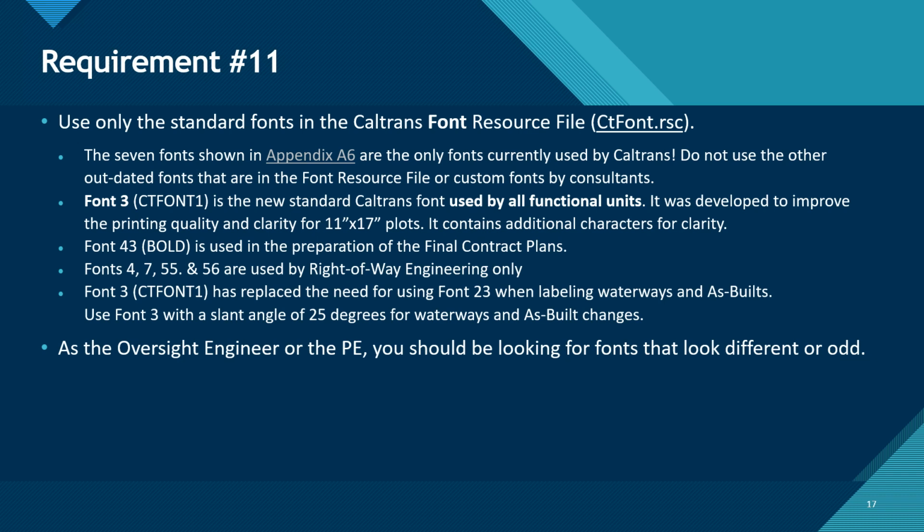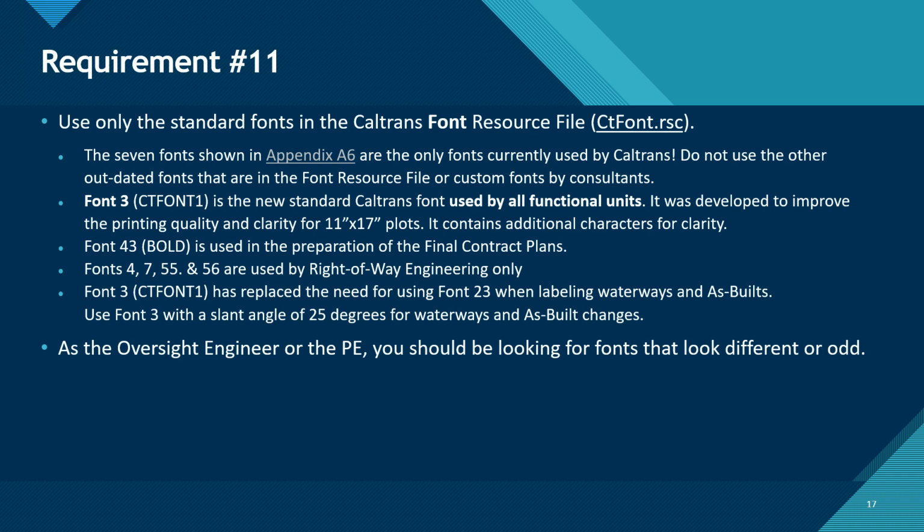Font number 3, or CT Font 1, is the new standard Caltrans font used by all functional units. It was developed to improve the printing quality and the clarity for 11 by 17 plots. It contains additional characters for clarity. Font 43 is bold. It is used for the preparation of the final contract plans.